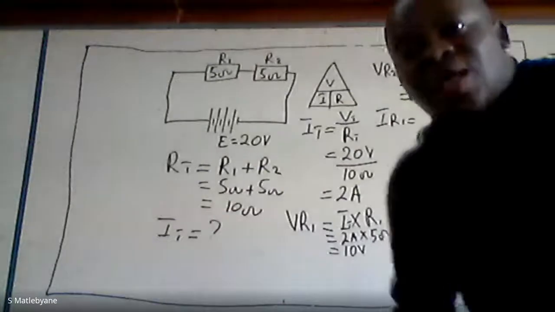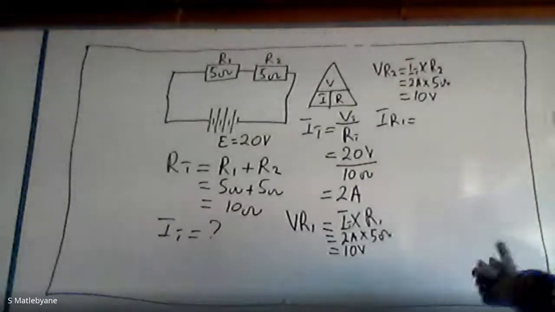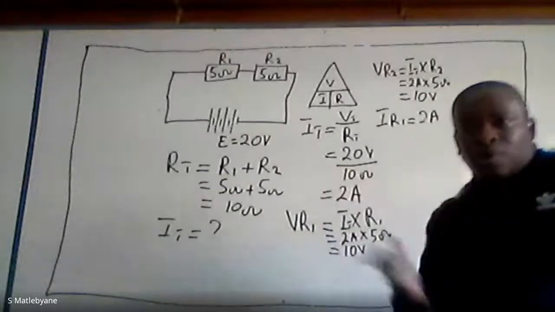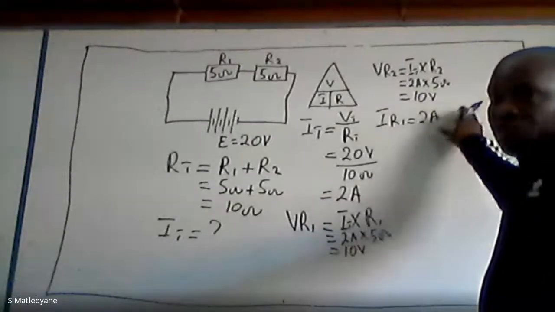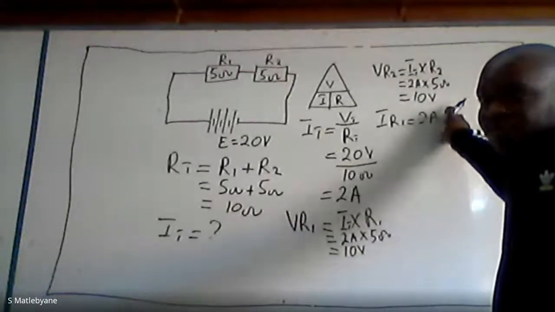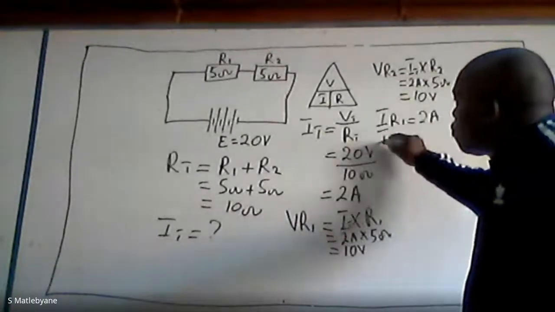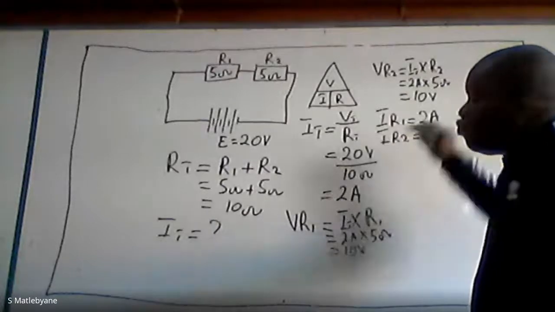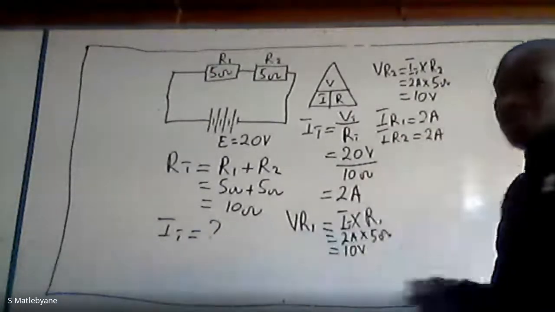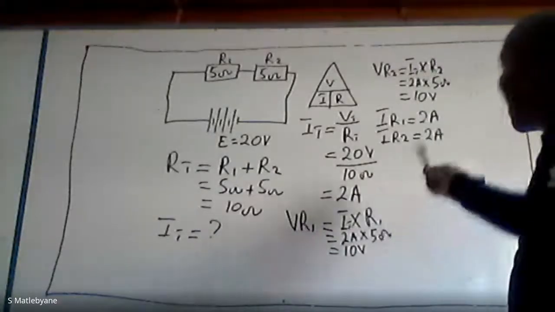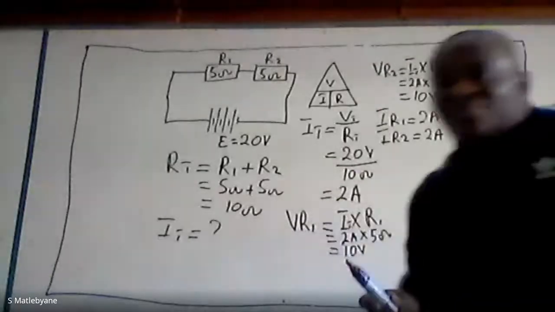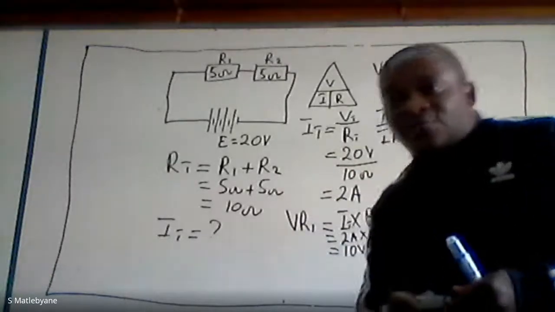So the current across resistor 1 will be 2 amps. Remember what I said? You can give your reason. Current in a series circuit stays the same. So current across resistor 2 will also be 2 amps. So this simply means that current in a series circuit stays the same.